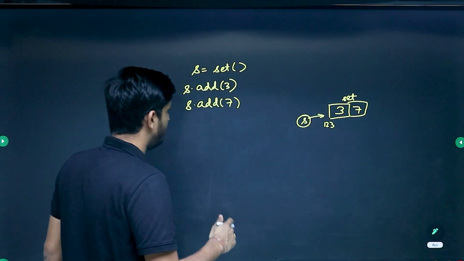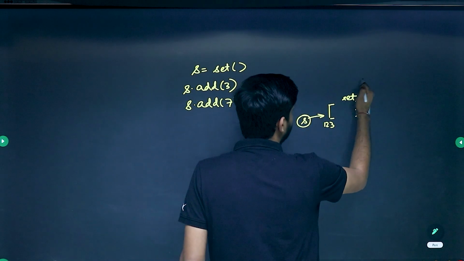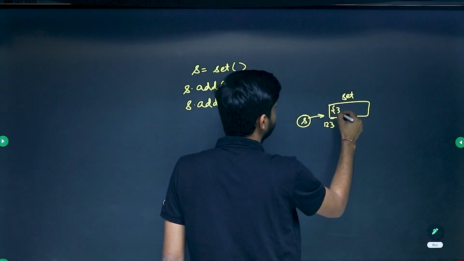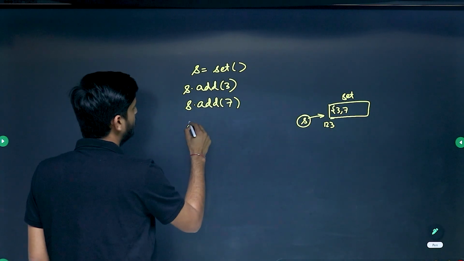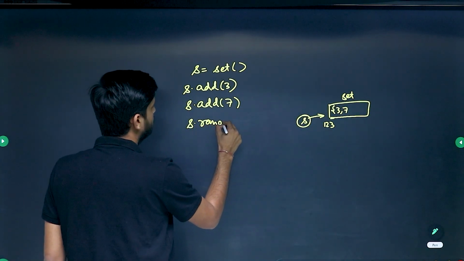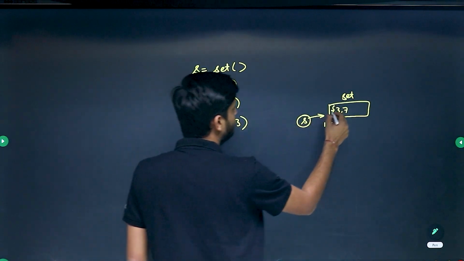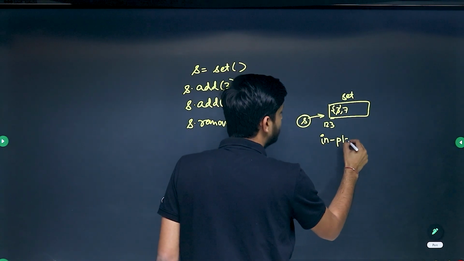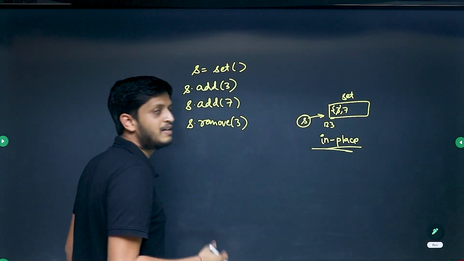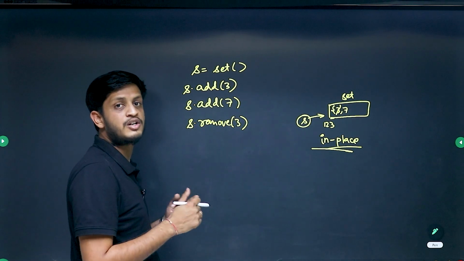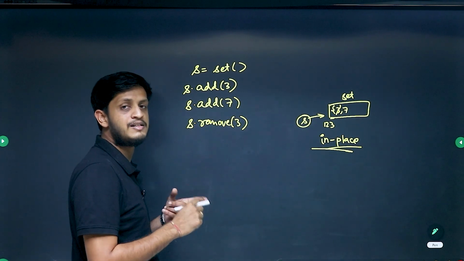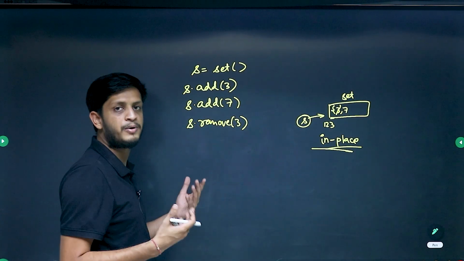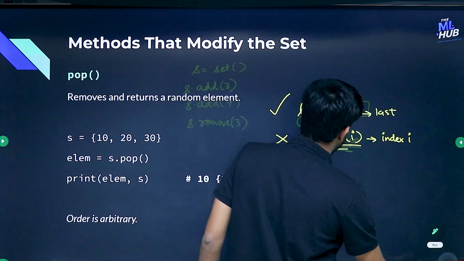So 3 is present and 7 is present. Or let me make it like this: a set containing the elements 3 and 7 right now. Now when you do s.remove(3), 3 will be removed from the same memory location. So everything is happening in place at the same memory location, just like a list. This was not possible in a string or tuple. That's why we didn't have these methods in string or tuple. But in list and set, we have add, remove, pop, these kinds of functions.